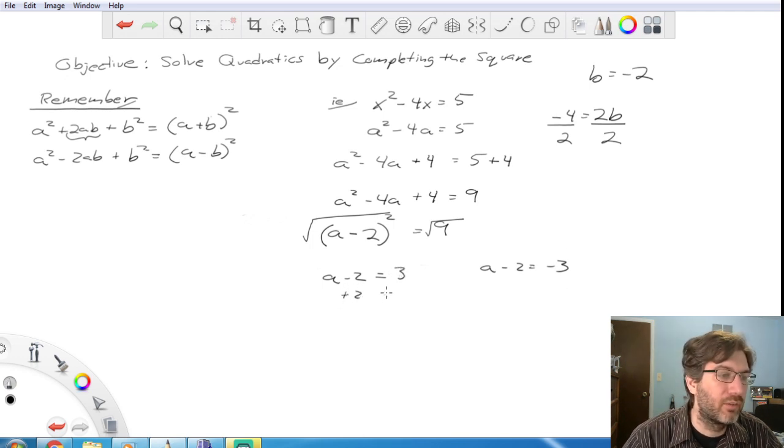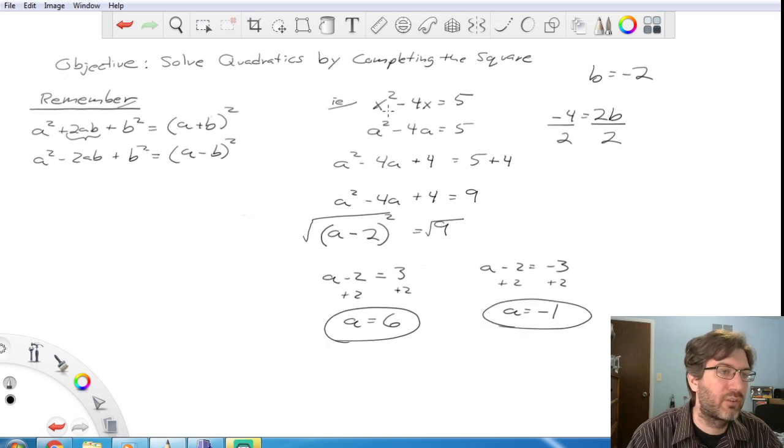I can add 2 to this side, add 2 to this side, and I get a equals, that's a plus, not a 12, a equals 6. And over here I can add 2 to this side and add 2 to this side, and I get a equals negative 1. So there you go, those are your answers.